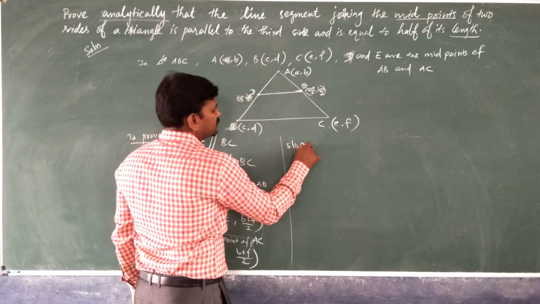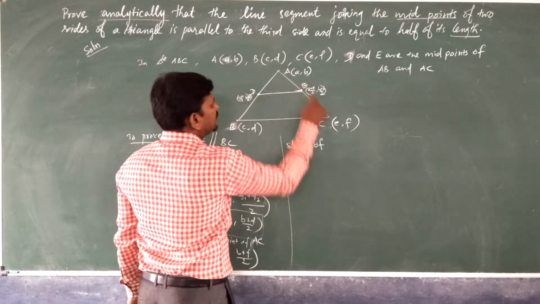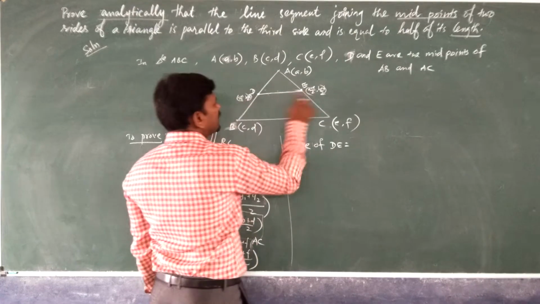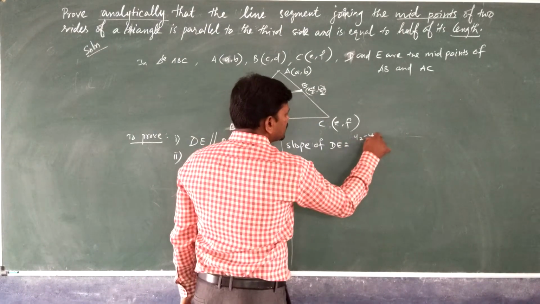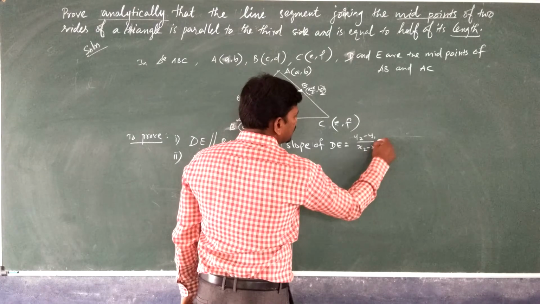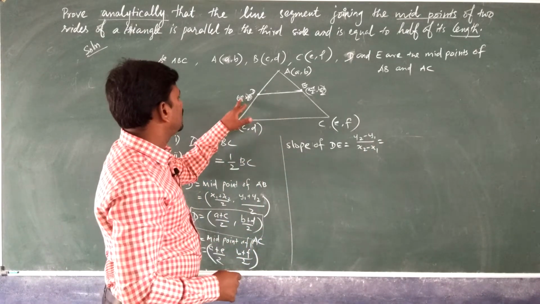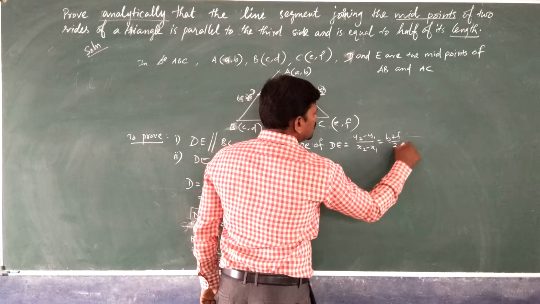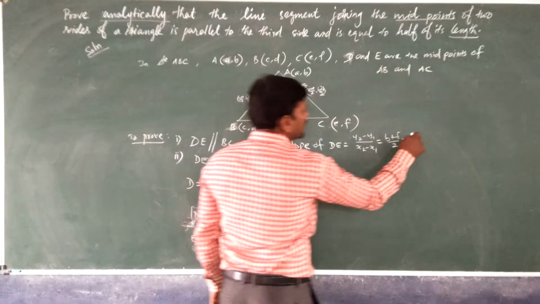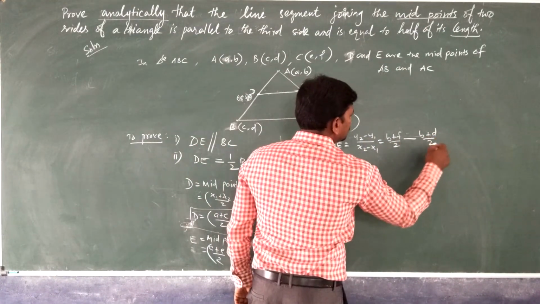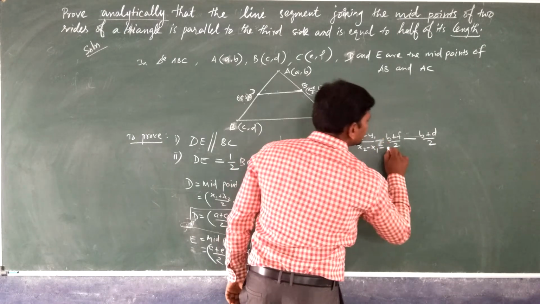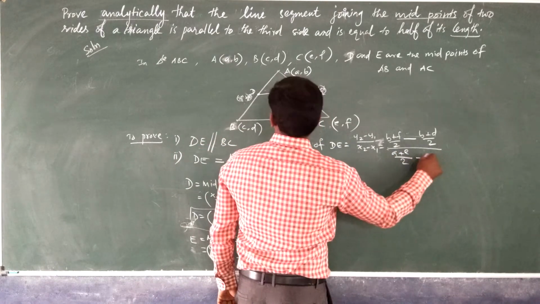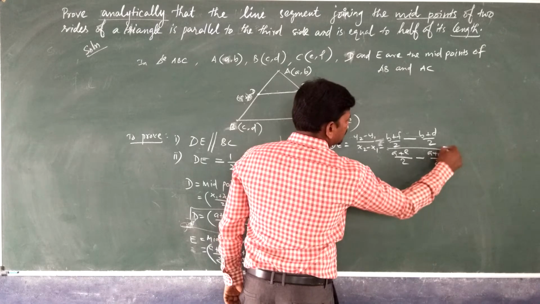So the slope of DE. Find the slope of DE. If two coordinates are given, how to find the slope? y2 minus y1 by x2 minus x1. So y2 is (b plus f) by 2, minus y1, (b plus d) by 2, divided by x2 minus x1, which is (a plus e) by 2 minus (a plus c) by 2.